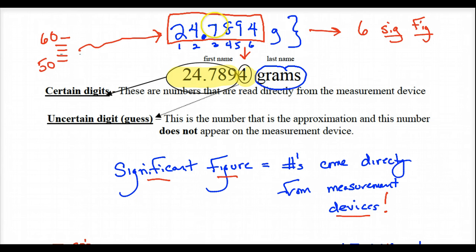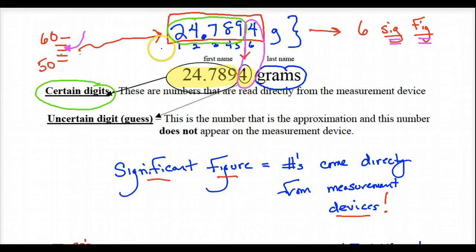24.7894 must have been a device where all of these numbers that I'll do in green came from the calibrations. There's certain digits, as we say. And then, of course, the last one is the uncertain digit that we guessed. But that includes all of my significant figures. Even the guess is significant because it was based on some kind of standard in between some calibration.